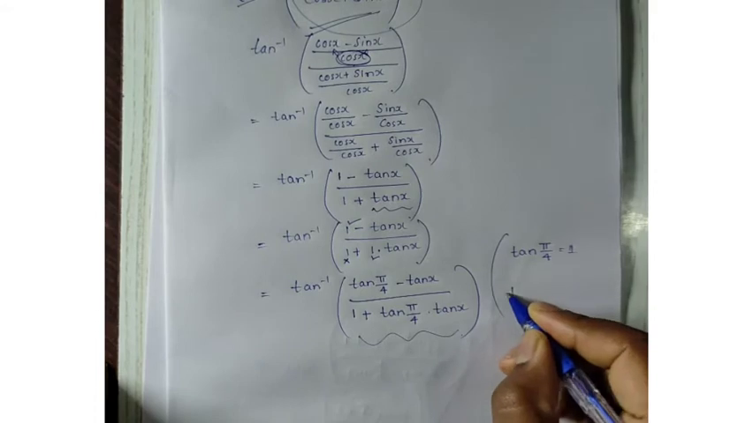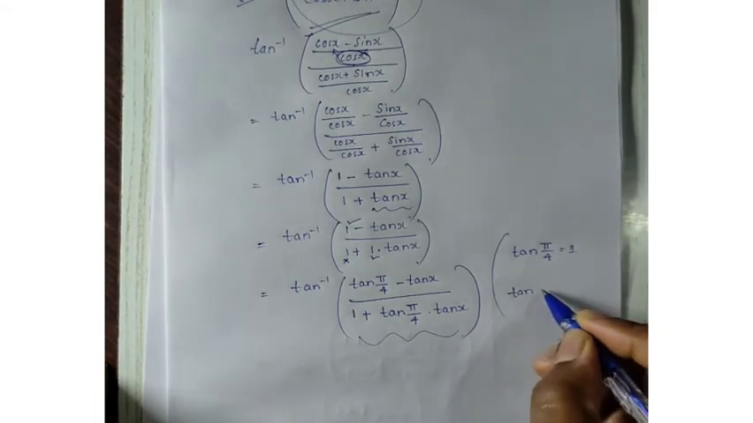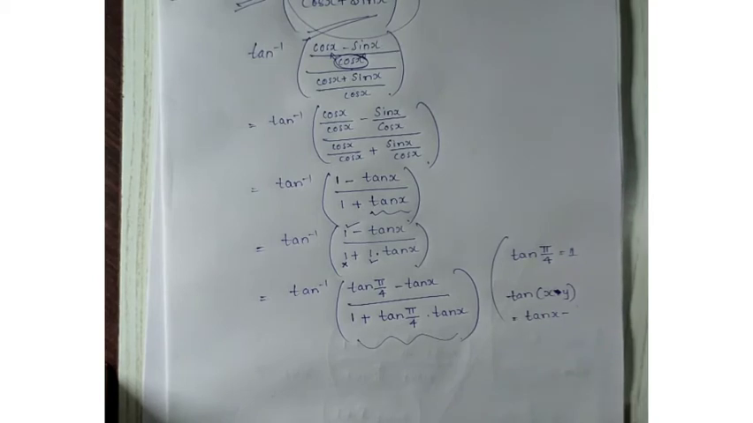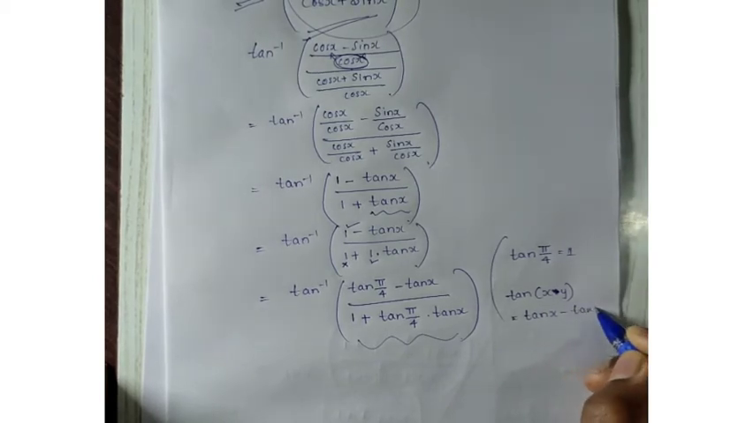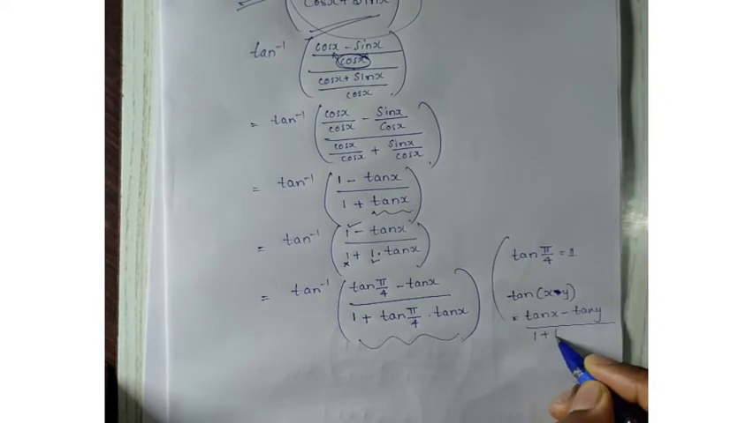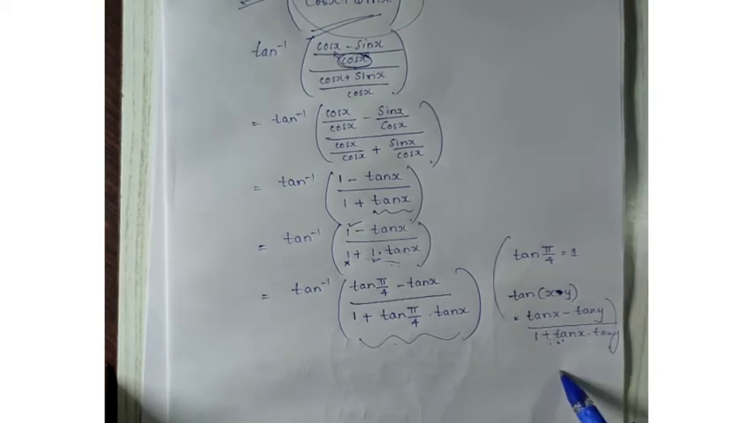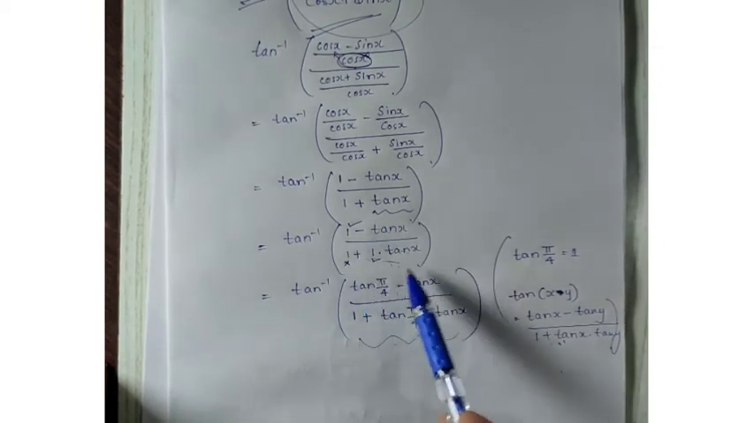So what is tan of x minus y? That is nothing but tan x minus tan y divided by 1 plus tan x into tan y, right? So this formula is the main reason to bring changes in these terms.